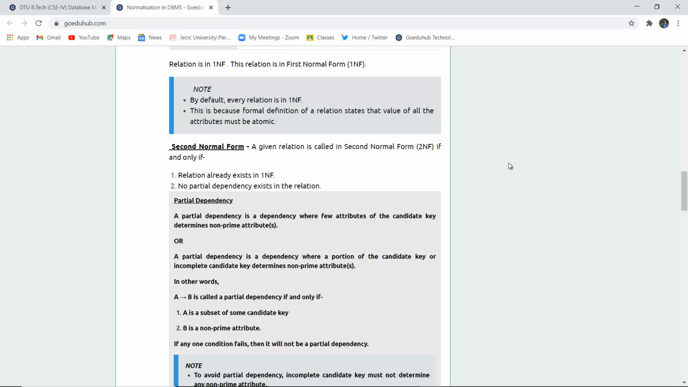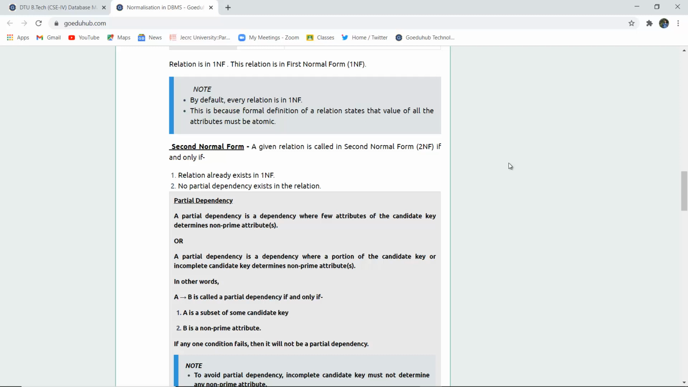The formal definition for any relation or table in DBMS states that the value of attributes must be atomic, that is, one in nature. It cannot be possible that a person has two first names, two ages or two DOBs. That's not possible. Such a relation is basically in 1NF only.